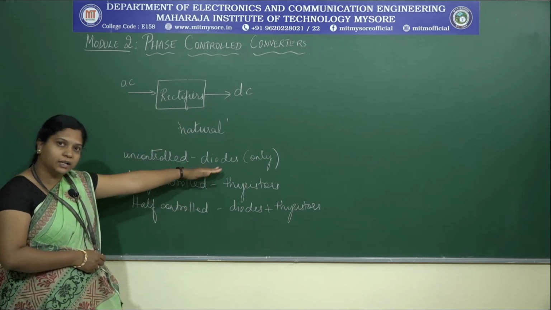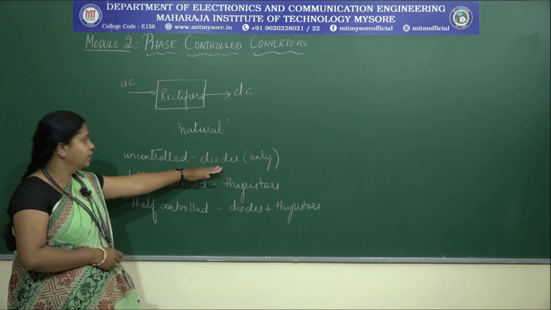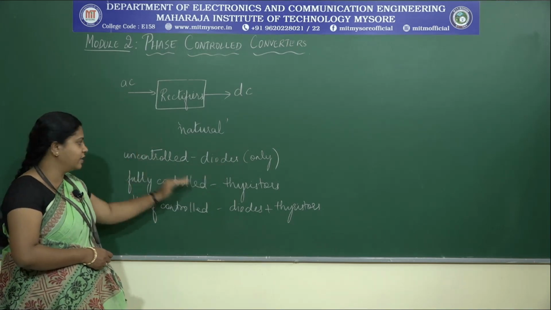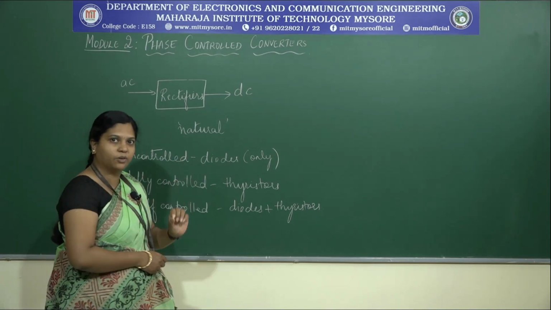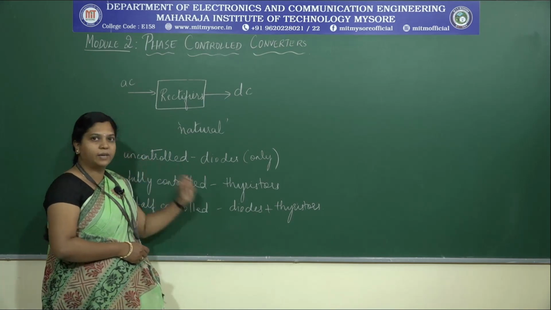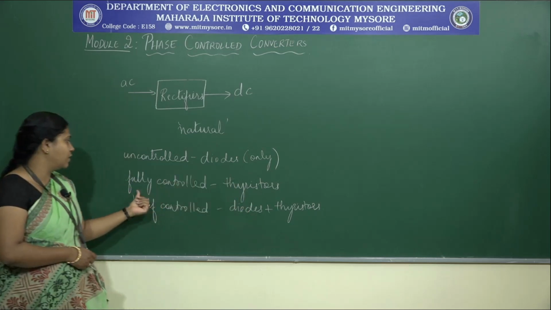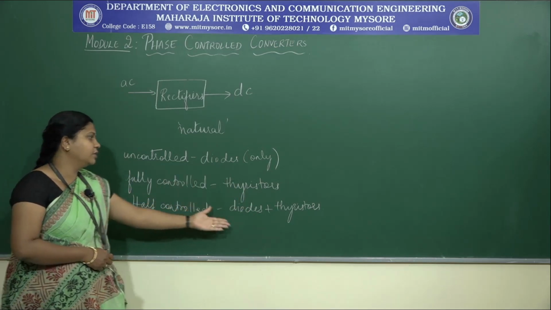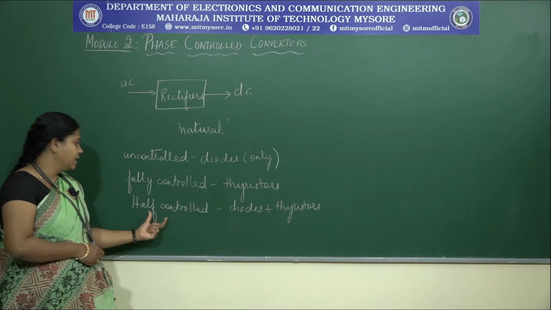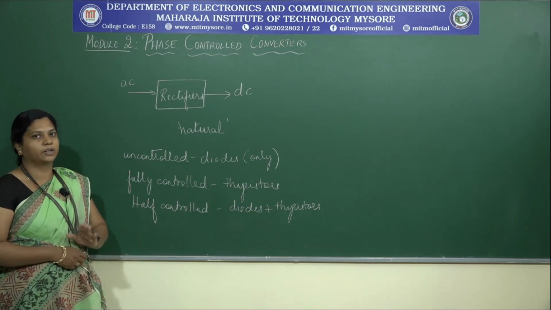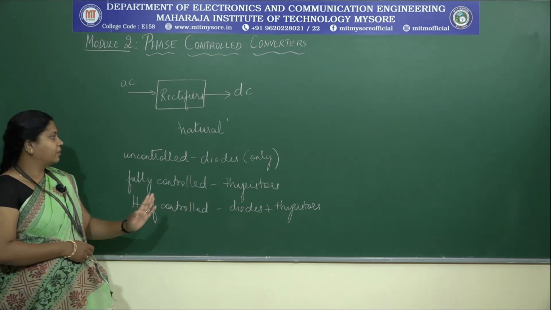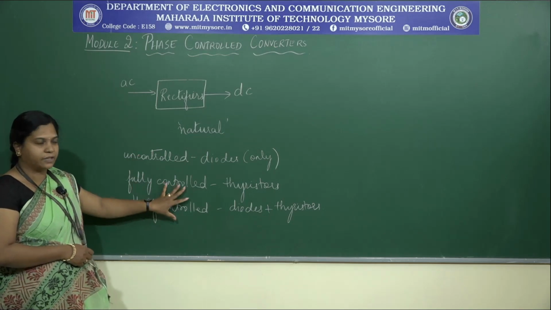If you are using an uncontrolled device such as a diode, it is known as an uncontrolled rectifier. If you are using a fully controlled one, it means you are going to control the on time. Then if you are using a thyristor in the circuit, it is called fully controlled. If you are going to use diodes and thyristors, then it is known as a half controlled rectifier. Okay, so this is the main classification.